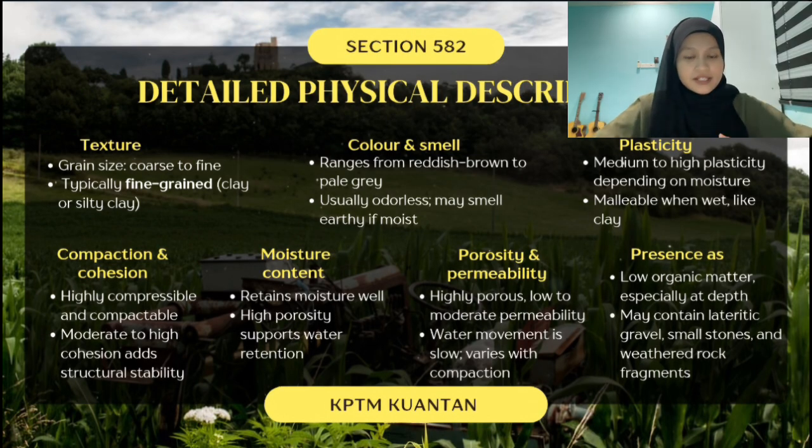Detailed physical description. First, texture. Bauxite soil varies in grain size from coarse to fine, depending on the degree of weathering. Typically, it is fine grain, similar to clay or silty clay, and crumbles easily when dry.